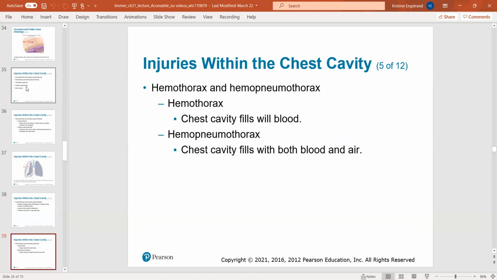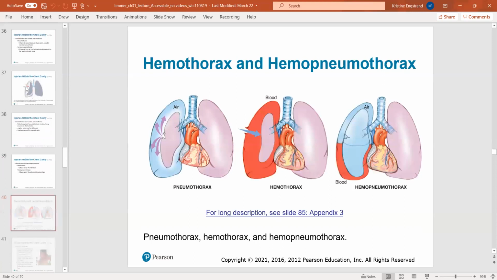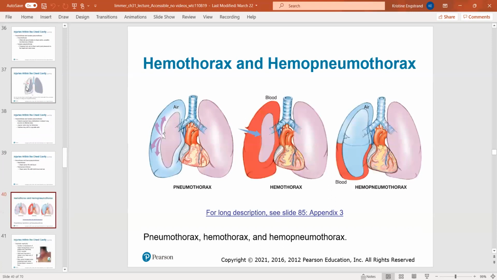With the hemothorax, the chest cavity fills with blood, right? Hemo being blood, thorax the chest, and with a hemopneumothorax, the chest cavity is filling with blood and air. I do have a good picture of it. There's the chest penetration, air's coming in, causing that lung to collapse. With a hemothorax, it's blood getting in there, and then blood and air cause pressure on that lung, causing it to eventually collapse. So what we're going to do on the ALS level, so I keep saying call ALS.